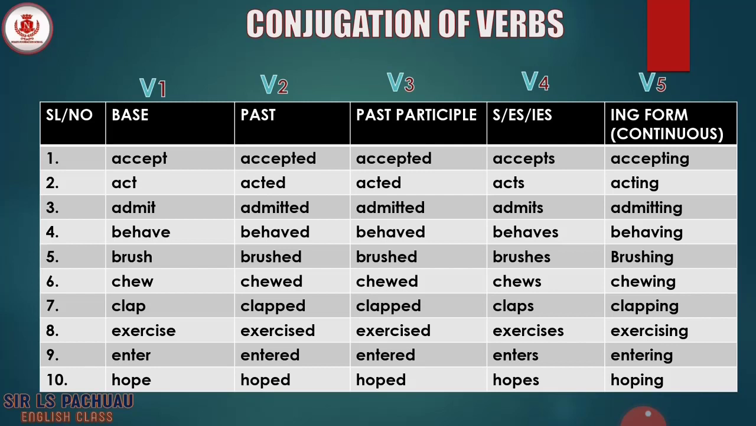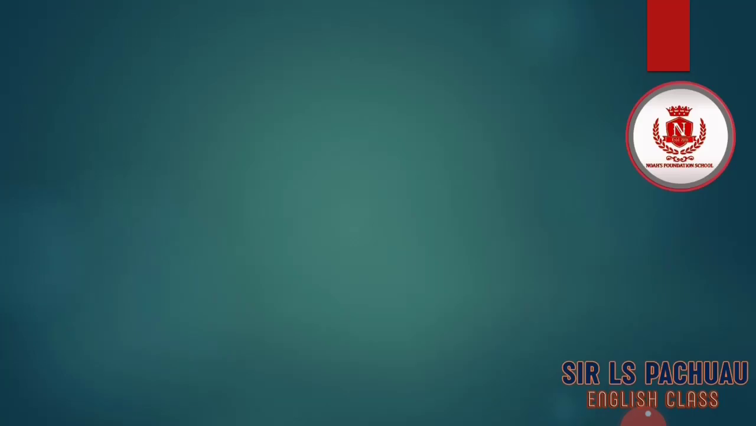There are some formulas. Sometimes you will see V1, subject plus V1, or subject plus V2 plus object, like that. So do not get confused. But right now we are going to learn how to conjugate verbs only. We will not learn how to make a sentence with it. That we will leave for the next class.